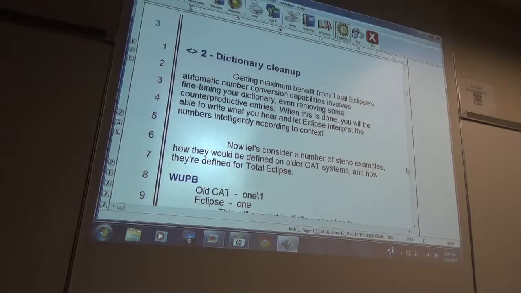Okay, here they're going to talk about dictionary cleanup. Getting maximum benefit from Total Eclipse's automatic number conversion capabilities involves fine-tuning your dictionary. So if it's not coming up, more than likely it's your dictionary or it's your user settings. Even if it means removing some counterproductive entries. When this is done, you will be able to write what you hear and let Eclipse interpret the numbers intelligently according to the context. Okay?